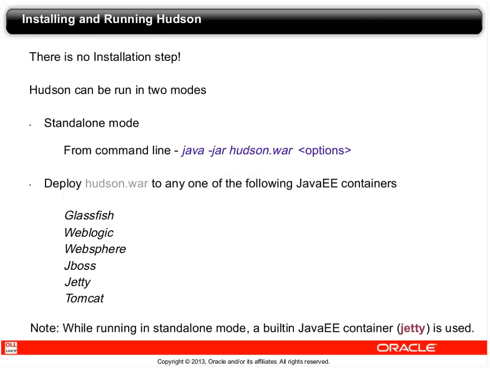So, as I mentioned earlier, there is no installation step for Hudson. You just download the WAR file from the Eclipse Foundation website, from the Hudson site, and then you can invoke it directly from the command line with a simple command, say java -jar and the Hudson WAR. And there are some options, like whether you want to run it on any particular port. If you don't provide a port, Hudson will still run on port 8080, and then you can access it from there.